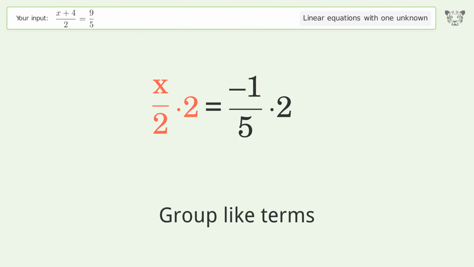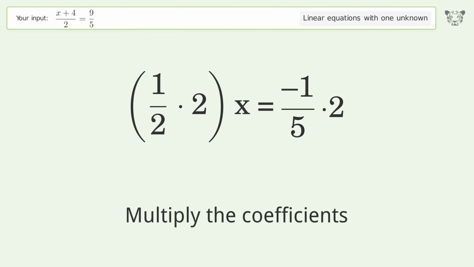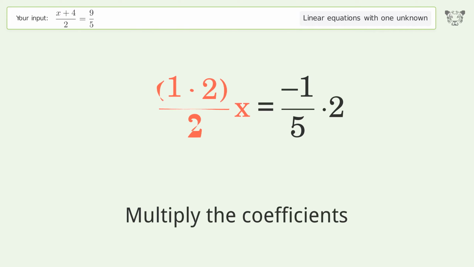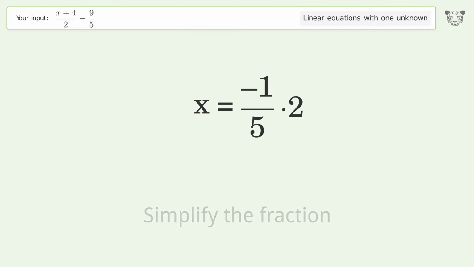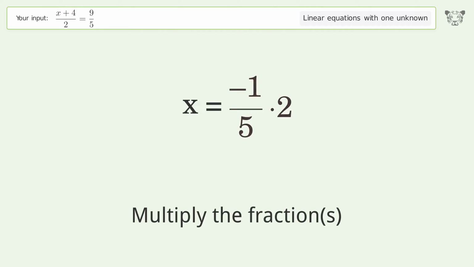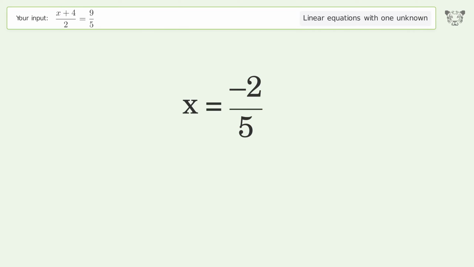Group like terms. Multiply the coefficients. Simplify the fraction. Multiply the fractions. Simplify the arithmetic. And so the final result is x equals -2/5.